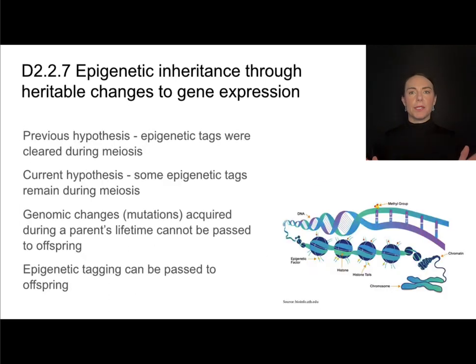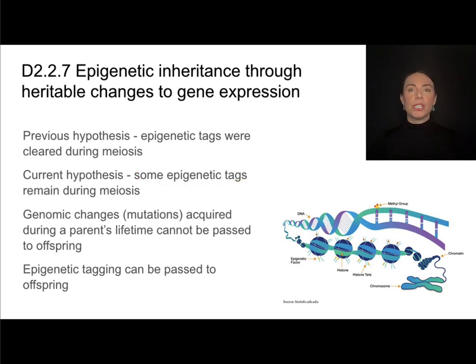Theme D is all about continuity and change. So during mitosis, when cells are inheriting both the genome and the epigenome, that is a great example of continuity. Our previous hypothesis was that all of that epigenome was wiped clean, and cells that are the products of meiosis did not inherit that epigenome. They only inherited the genome, and therefore it was a great example of change. Our current understanding is that, yes, most of that epigenomic tagging is wiped clean during meiosis, but not all of it, and some epigenetic tags might remain.